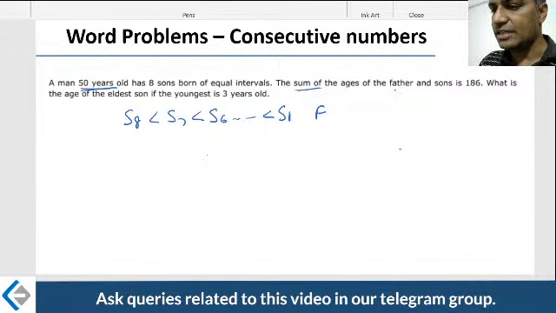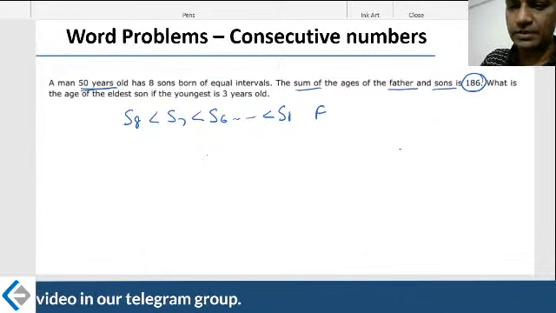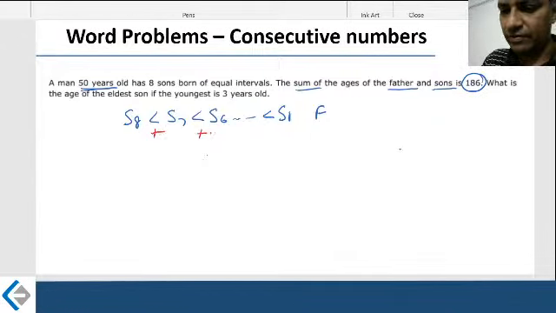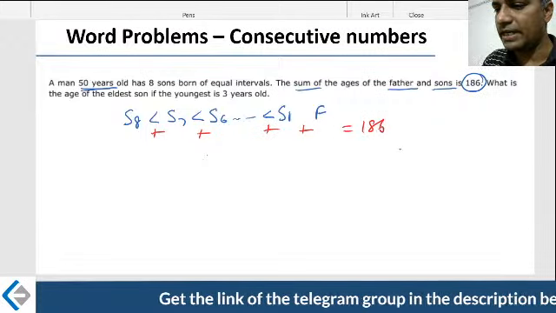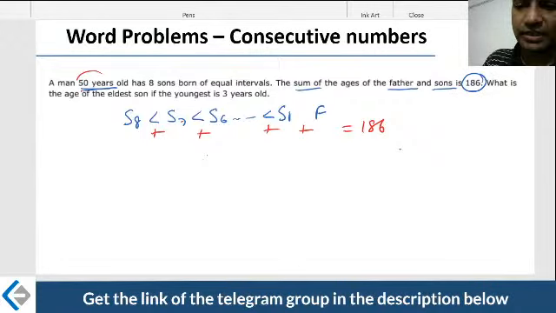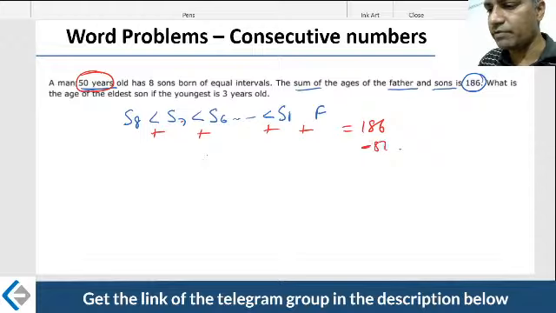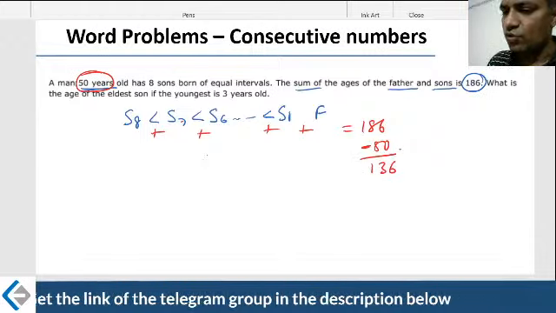The sum of the ages of the father and 8 sons put together is 186, which means if I add up all these people, including the father, it becomes 186. I know the age of the father, so I will remove the age of the father, minus 50, which becomes 136. Therefore, what is this 136?